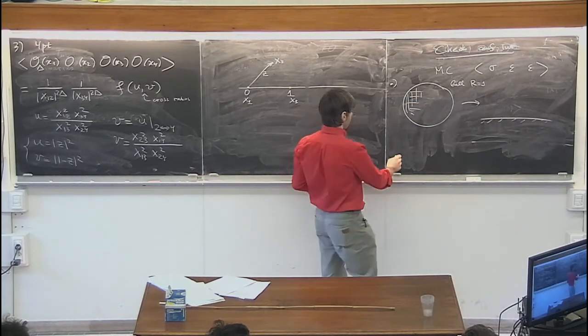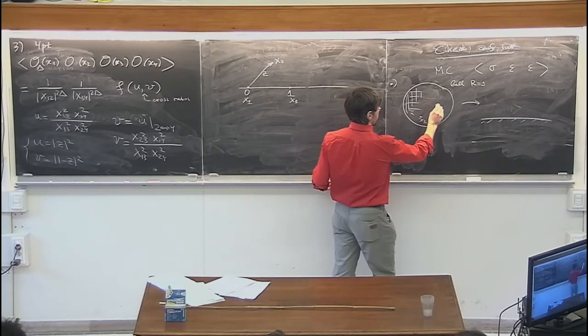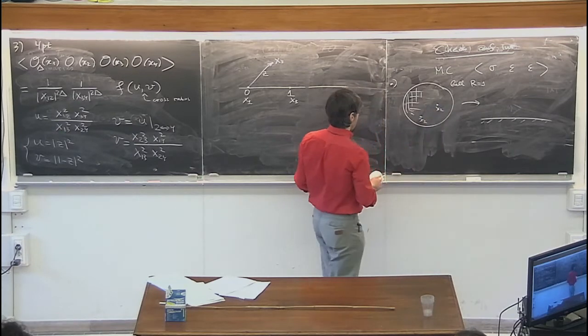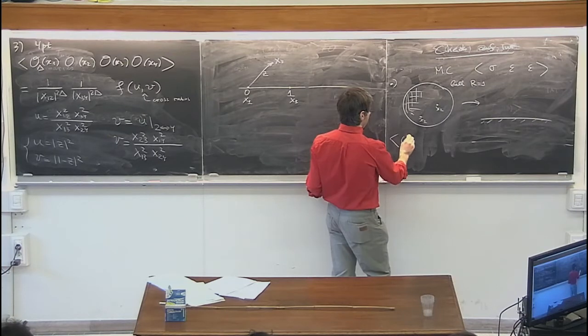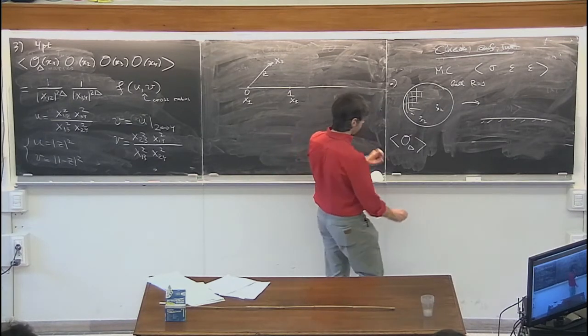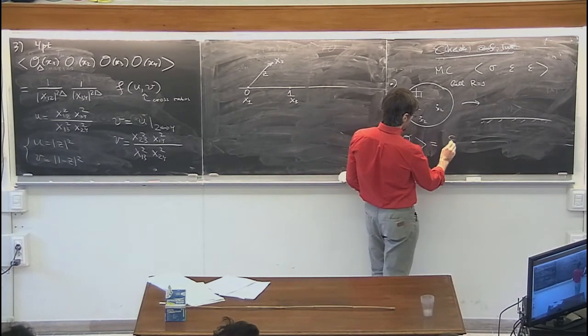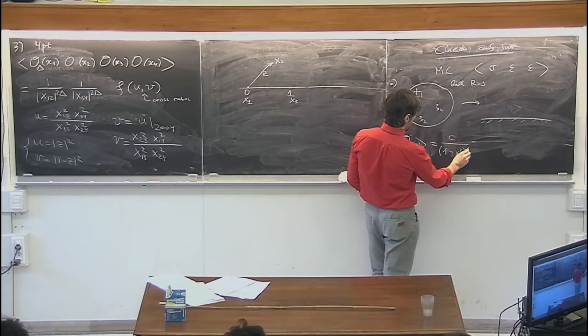So let me write a few formulas here. If here you have 2 points x1 and x2, then, for example, conformal invariance predicts that the 1-point function of an operator of scaling dimension delta inside the ball is going to behave like some constant divided by (1 minus x squared) to the power delta, where x is the point.